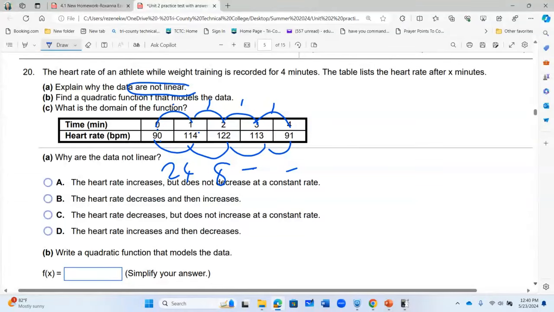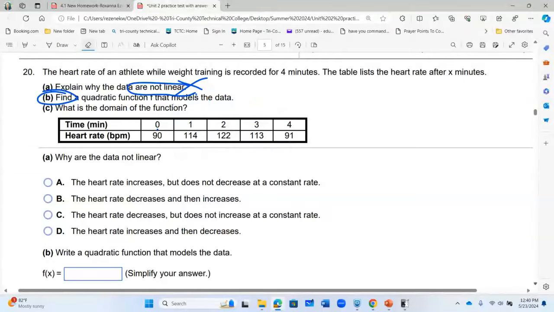The question is, find the quadratic equation that models it. Okay, so we have explained why it is not linear. We are told to find the quadratic equation that will fit this model. In other words, I'm going to use my calculator. You better use your calculator. So we're going to do quadratic regression.